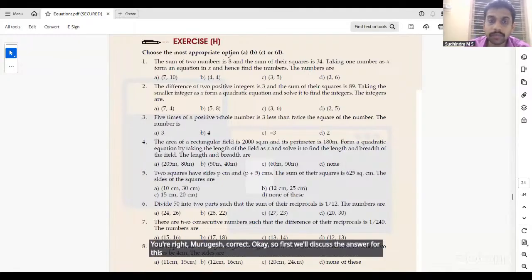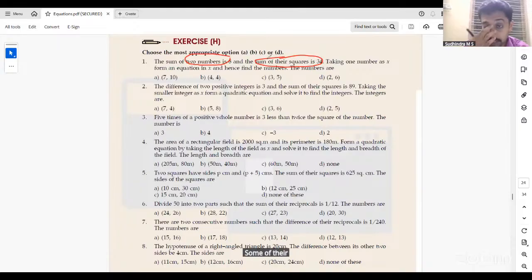The sum of two numbers is 8. They are given sum as 8. Sum of their squares is 34. So if one number is considered as x, what would be the other number? It's 8 minus x, not x minus 8. Correct? So these are the two numbers.